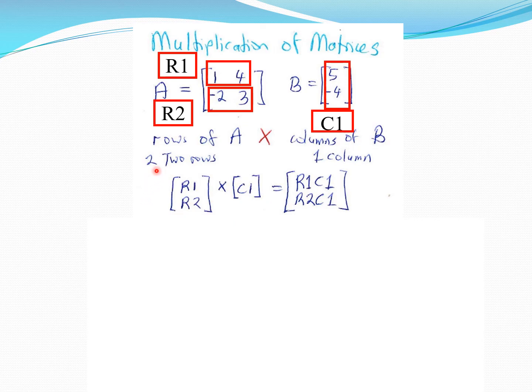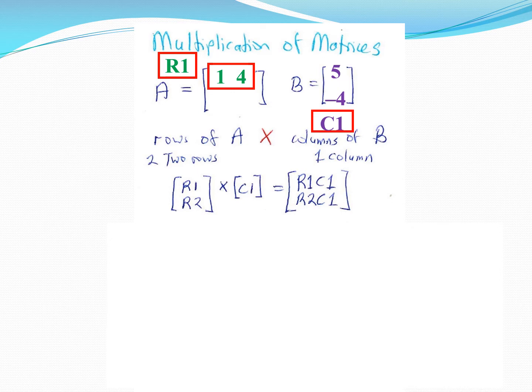So what we're going to do is multiply row 1 by column 1, and that's going to give us a single number. Then we come down to the second row and multiply row 2 by column 1, and that's going to give us another single number. So just two single numbers in the final matrix when we do our calculation. To summarize, we multiply row 1, those two numbers, by column 1, those two numbers, and then row 2, those two numbers, by column 1, those two numbers.